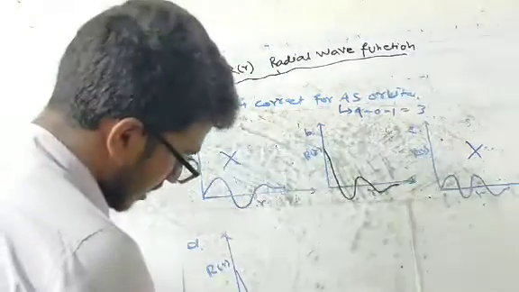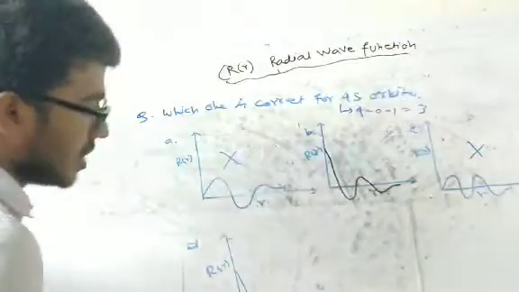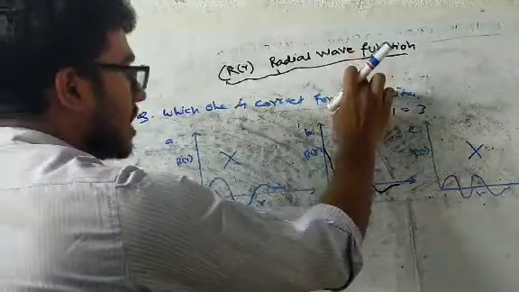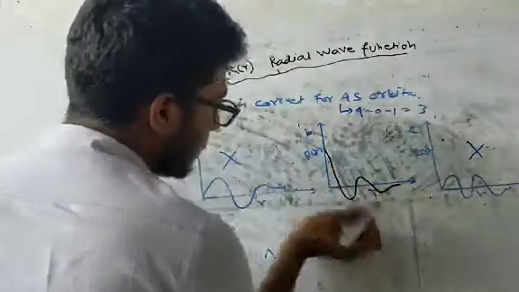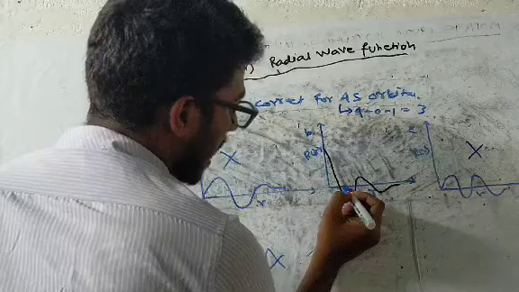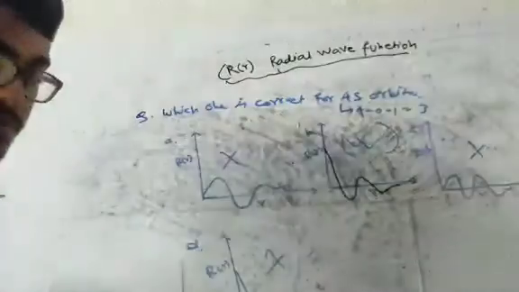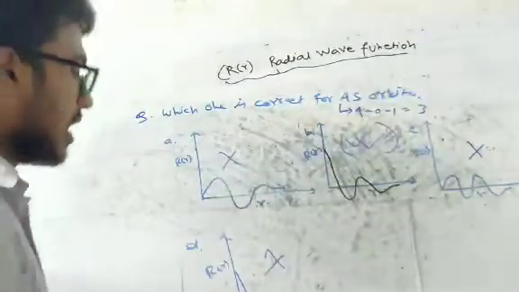Now let's check this graph. It cuts the r-axis 1, 2, 3, 4 times, so 4 nodes are present. But in the case of the 4s orbital, only 3 radial nodes are present, so this option is not correct. Now look at this graph. It starts from the y-axis and touches the r-axis 3 times, 1, 2, 3. So the right option is option B. Like this, I can predict the radial distribution graph of any orbital by simply considering the nodes.